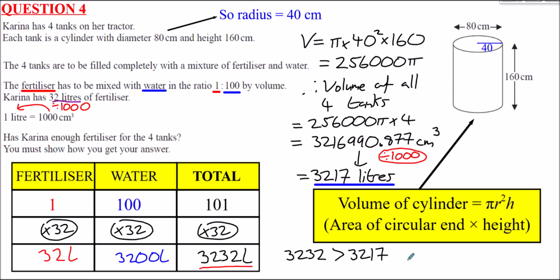So to conclude, we say therefore, yes, she will have enough. So the key word is yes, to agree that she has enough mixture.